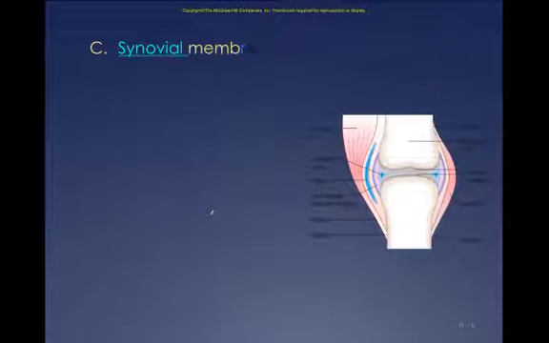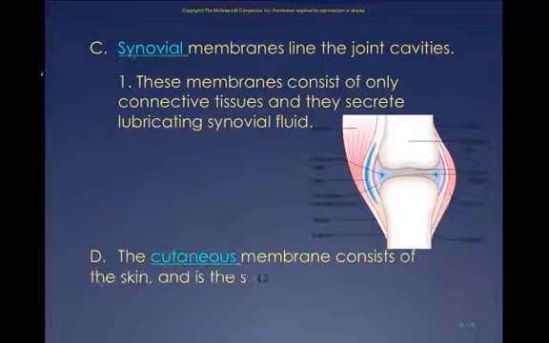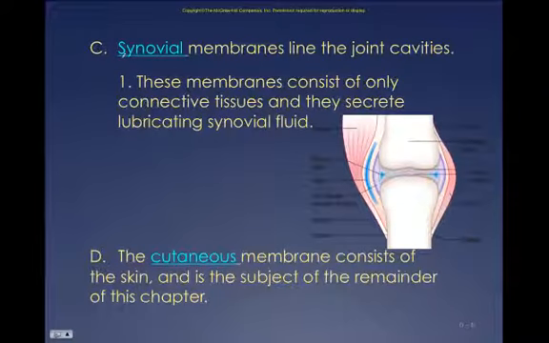Our third type of membrane is called a synovial membrane, as you can see from my picture here. Synovial membranes are going to line joint cavities. And of course, instead of serous fluid or mucus, they're going to be secreting synovial fluid. And these membranes consist only of connective tissue this time, okay? No epithelial tissue, just connective tissue.